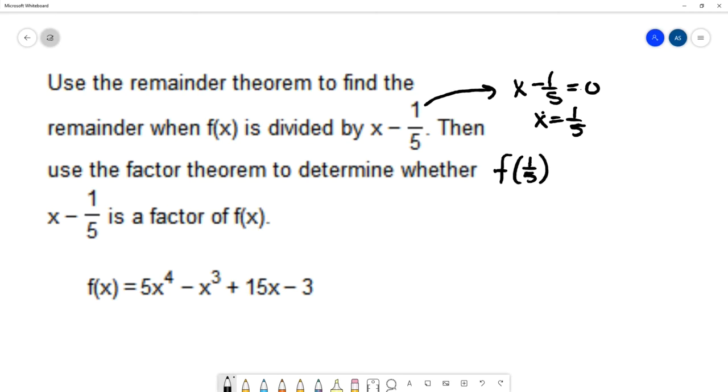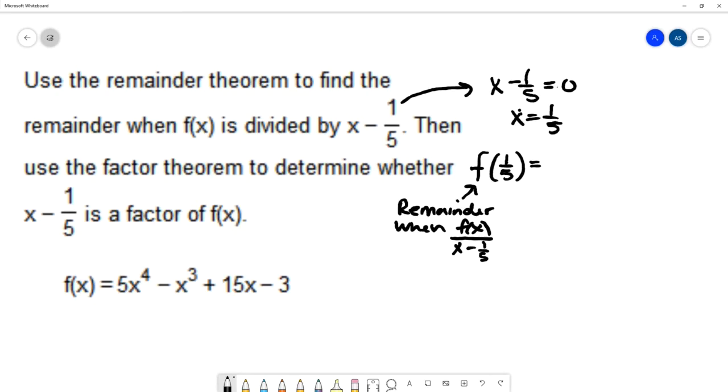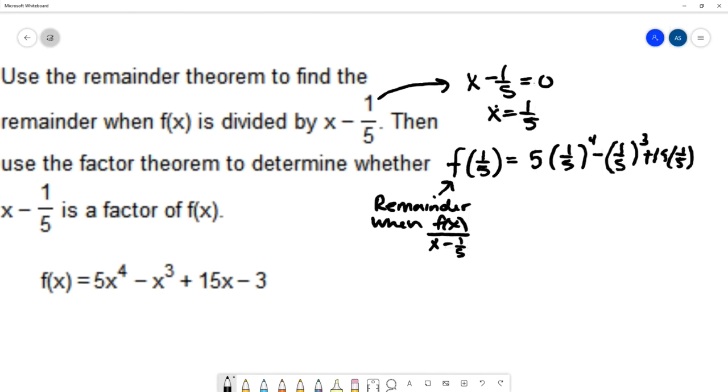So we're going to calculate f of 1/5. This calculation will give us a shortcut to finding the remainder when f of x is divided by x minus 1/5. So let's do that. Let's calculate the remainder using the remainder theorem, and we would get 5 times 1/5 to the 4th power minus 1/5 to the 3rd power plus 15 times 1/5 minus 3.